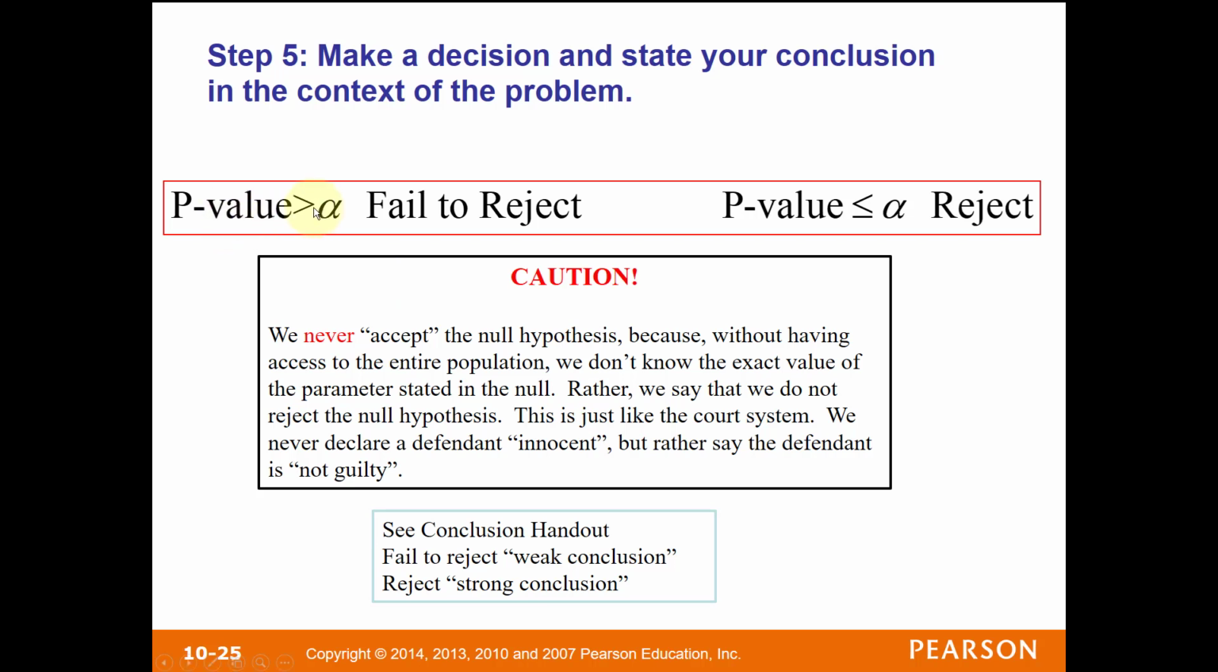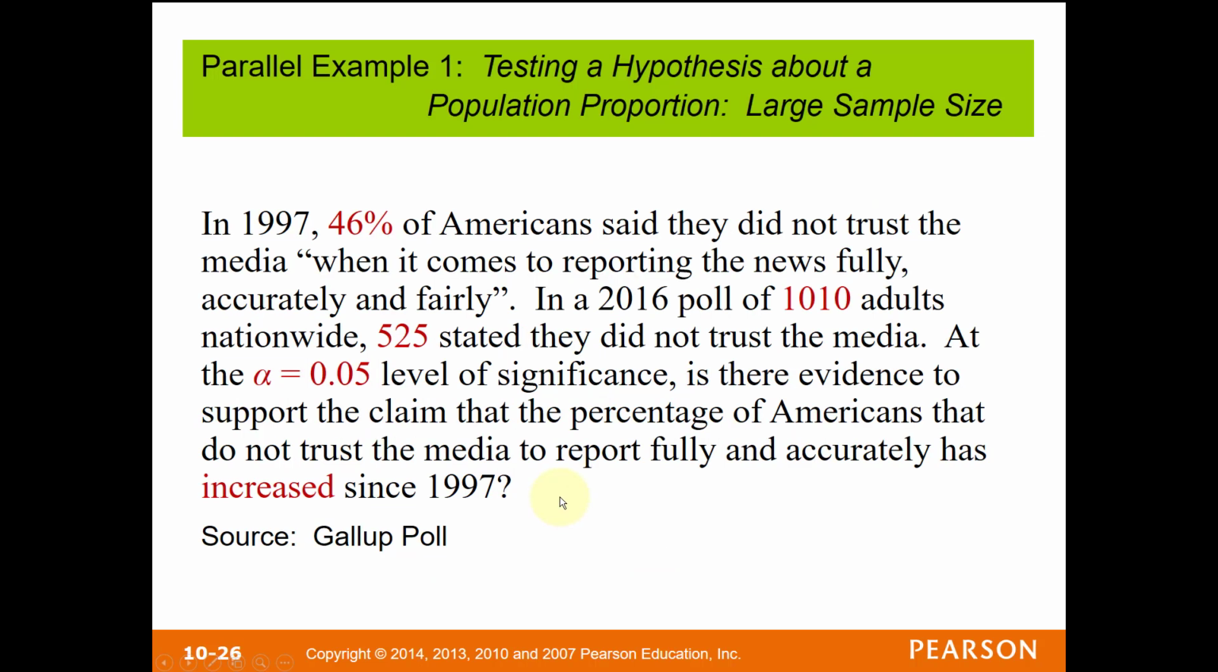If the p-value is greater than alpha, you fail to reject the null hypothesis, and you say you cannot conclude that the alternative hypothesis is true. If the p-value is less than or equal to alpha, then you reject the null hypothesis, and you say there was sufficient evidence to conclude that the alternative hypothesis is true. See the handout. So now we're going to do an example.